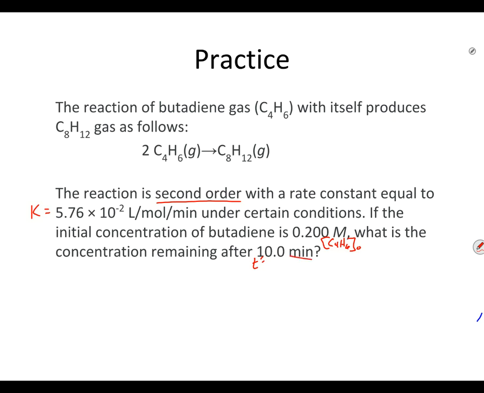We notice our time is in minutes, and so is our rate constant, so we don't have to do any conversions there. And it is a second order reaction, so we are going to use the integrated rate law for second order. That's going to show us that 1 over the concentration of C4H6 equals kt plus 1 over the initial concentration of C4H6.